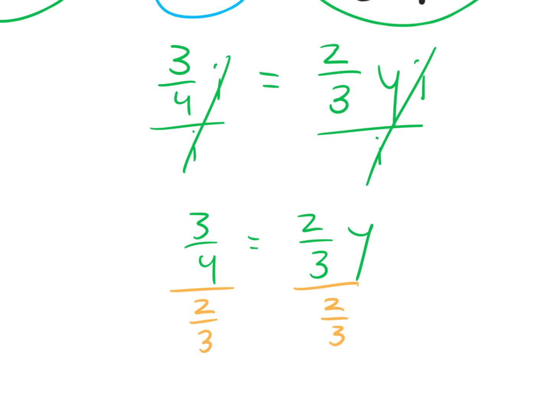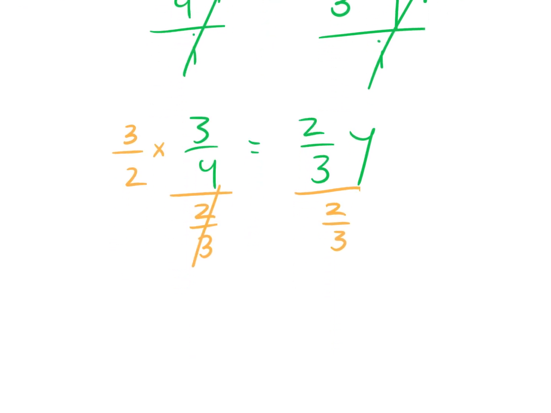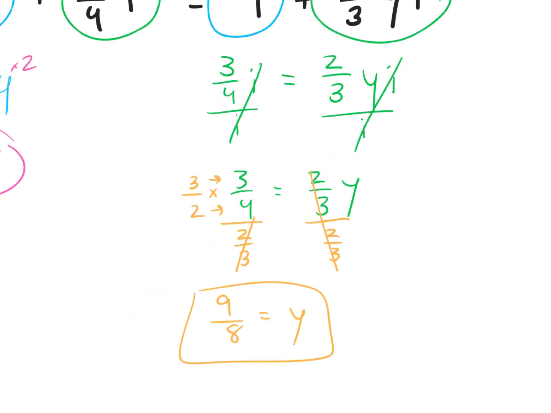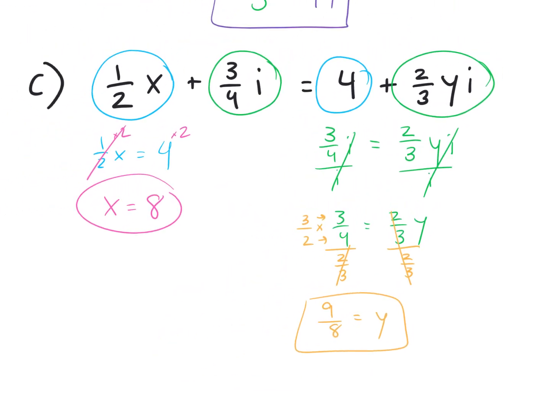Keep, change, flip. So we keep the top, change to multiplication, and flip the bottom. How do I multiply fractions? Straight across. So this would be 9/8 is equal to y. Awesome. So if you are dividing a fraction by a fraction, you can keep, change, flip. Keep the top, change to multiplication, and flip the denominator.